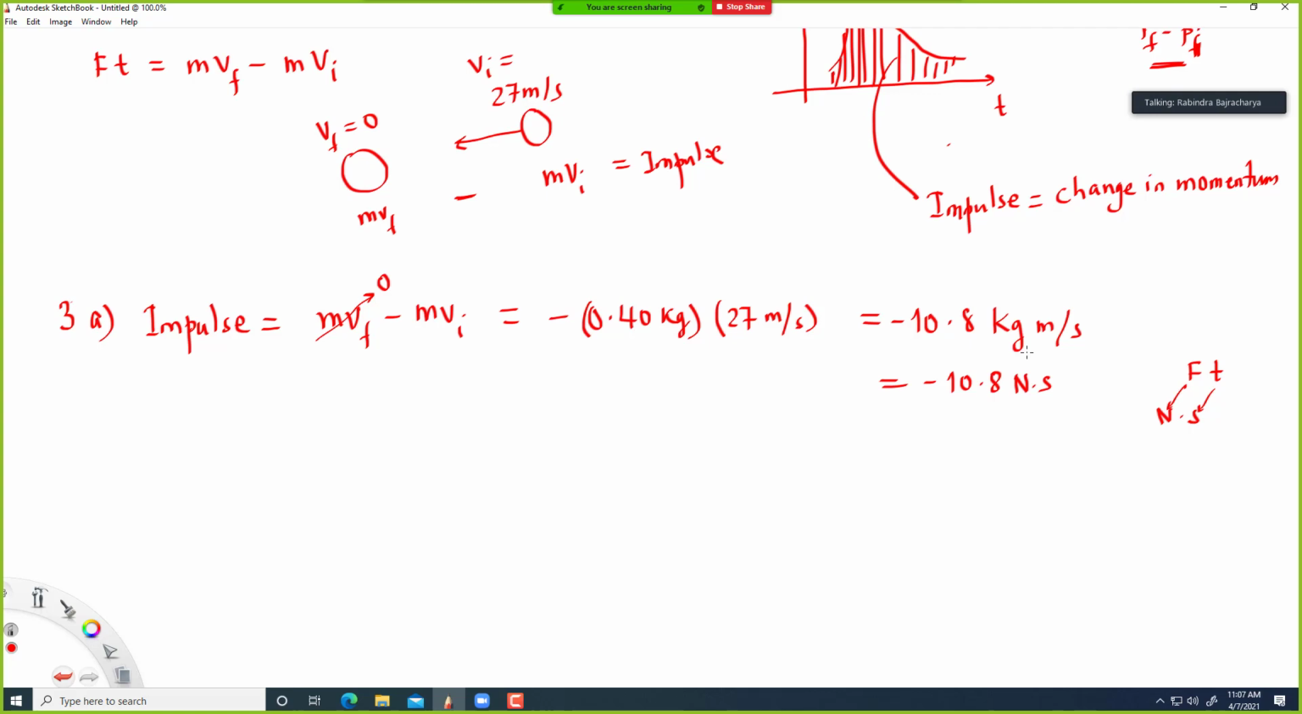Now let's look at B. Would that graph look upside down? If you were to graph that, would that be in the fourth quadrant? Yeah, it will be upside down. The force will be negative.